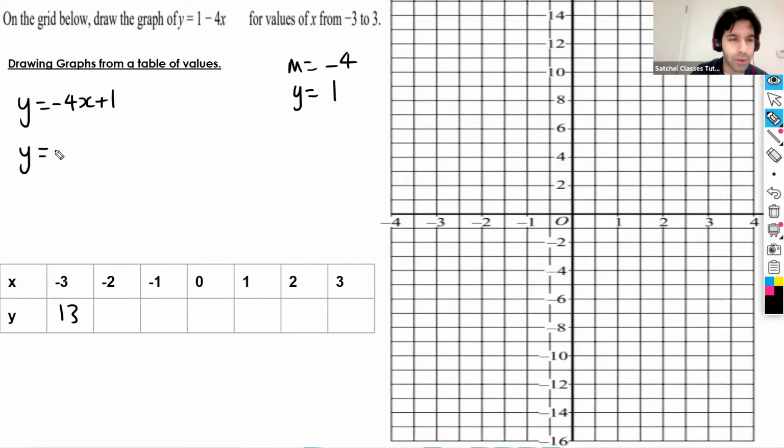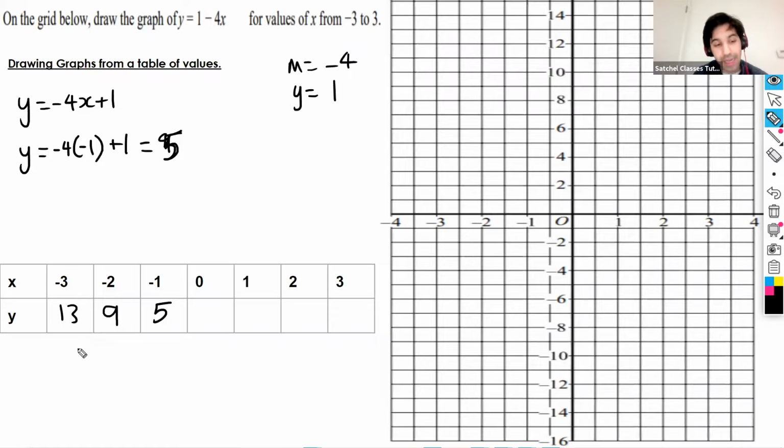So that's going to be 4 times -2 plus 1 again. Now, minus 4 times -2 is going to be +8. +8 plus 1 is going to be 9. So my y value is going to be 9. And then the next substitution is going to be -1. So that's going to be 4 plus 1, which is 5.